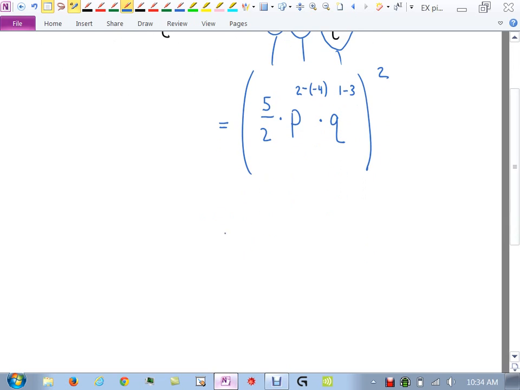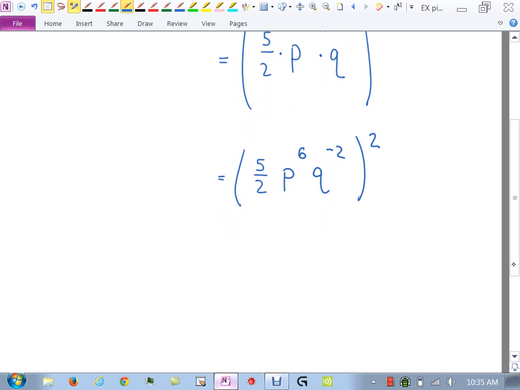So what is 5 halves stays? What's p to the 2 minus negative 4? That's 6, right? 2, because that's really 2 plus 4. So p to the 6. And then q to what power? Negative 2. All of this what? Squared? Everyone okay with that?